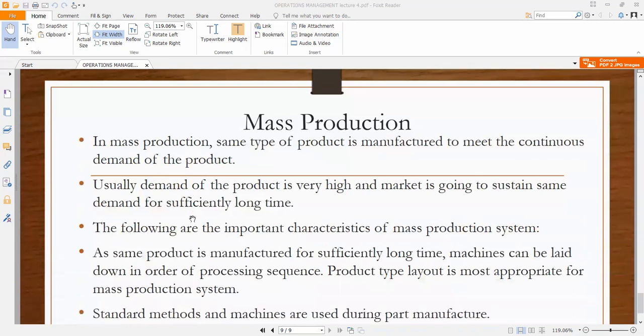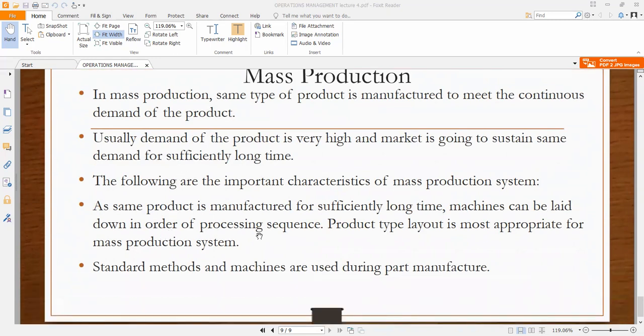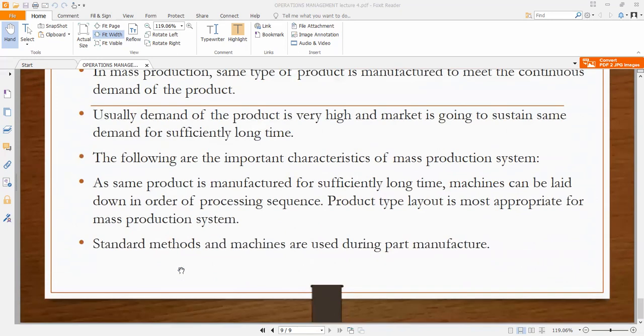This is a very common way in which most companies operate. In mass production, the same type of product is manufactured to meet the continuous demand of the product. Usually, demand for the product is very high, and the market is going to sustain the same demand for a sufficiently long time, long term. The following are the important characteristics of the mass production system. As the same product is manufactured for sufficient time, machines can be laid down in order of processing sequence. Product type layout is most appropriate for the mass production system. The standard methods and machines are used during part manufacture.